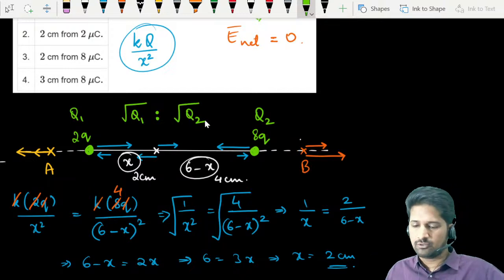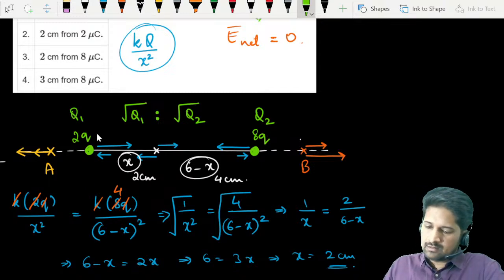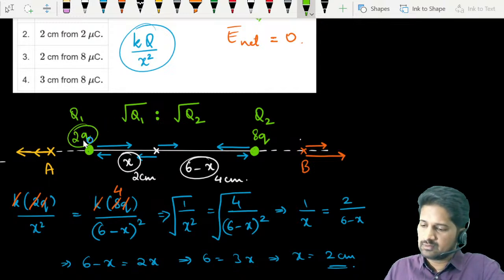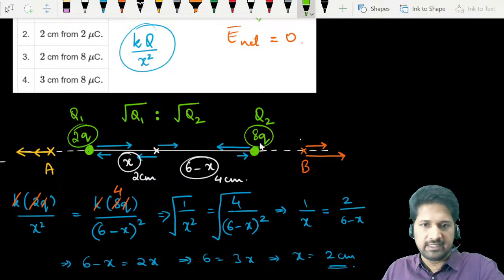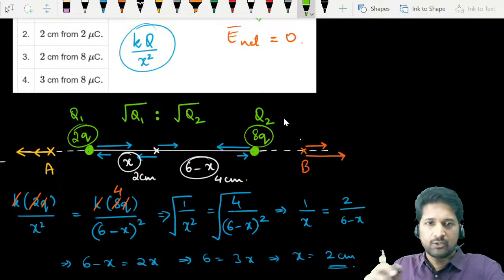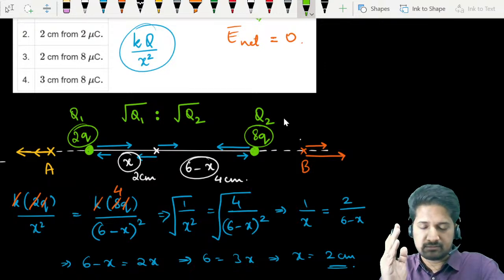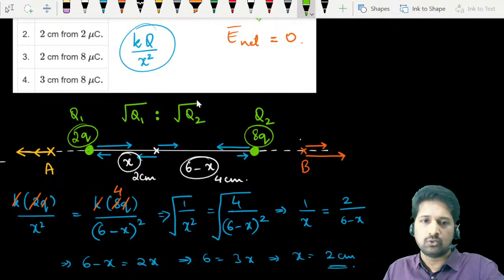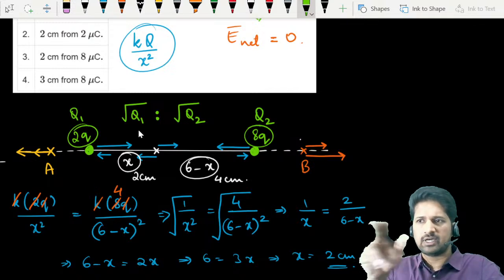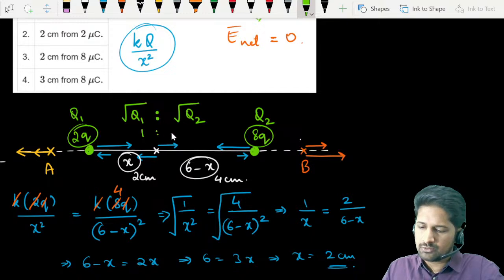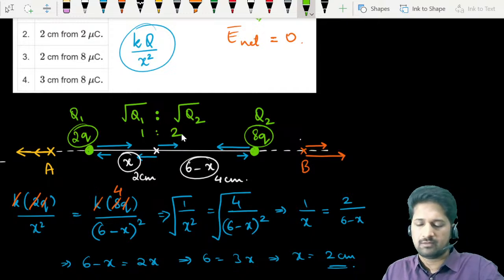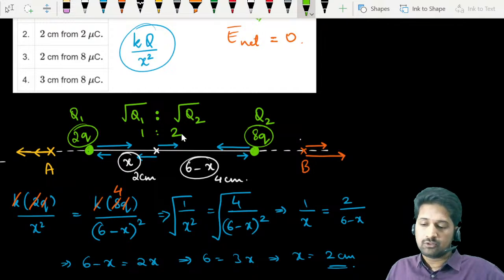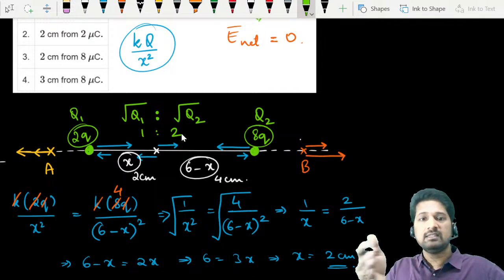Let's apply that formula to this question. One charge is 2q, and on the other side the charge is 8q. Charges are 2 and 8. So the neutral point divides the line joining them in the ratio root 2 is to root 8. So root 2 is to root 8, you can take it as square root of 2 is to 8. 2 is to 8 is 1 is to 4. Square root of 1 is to 4 becomes 1 is to 2. So the neutral point should be dividing the line connecting them in the ratio 1 is to 2.